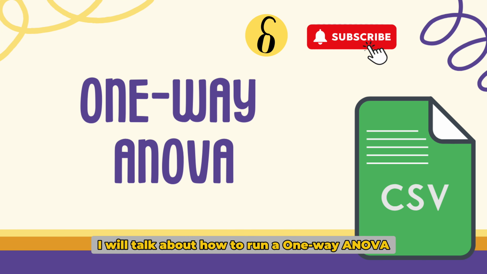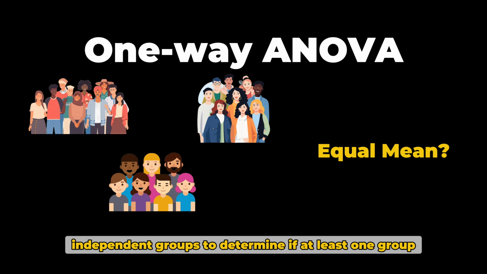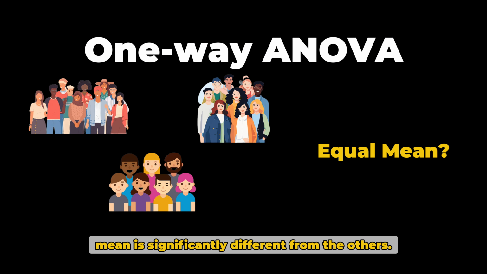In this video, I will talk about how to run a one-way ANOVA using Excel. One-way ANOVA is used to compare the means of 3 or more independent groups to determine if at least one group mean is significantly different from the others.